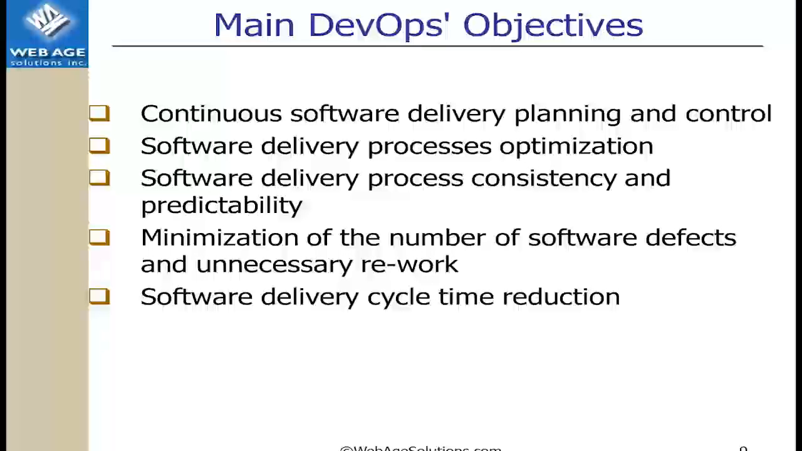Predictability means that you should have metrics to measure such parameters of your system as the build time, probably test time, smoke test and deployment. All those things should be known up front. And if you don't know those, you just need to run the test, get that measurement, and observe it over a period of time to make sure that it's consistent. Minimization of software defects and unnecessary rework, that's what the lean aspect of ops is all about.